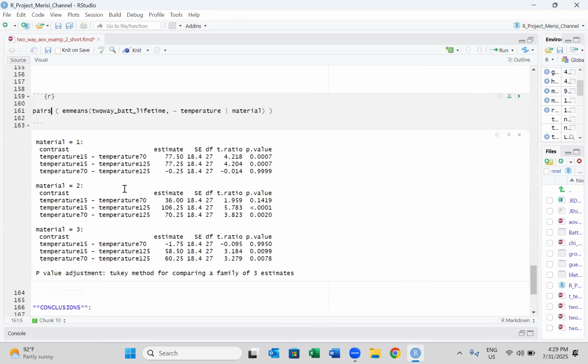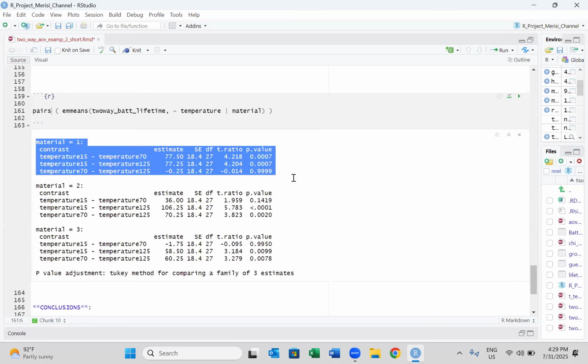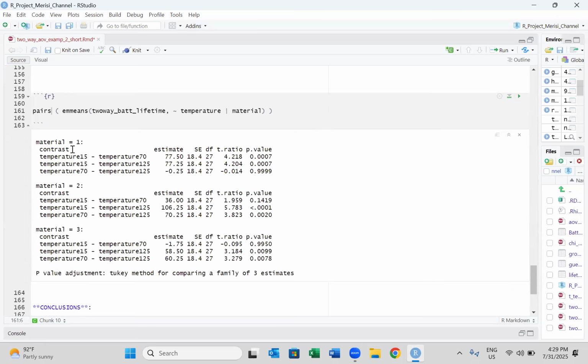There you have it. So these are the results for material 1. And what do we see? Well, when we compare temperature 15 versus temperature 70 with respect to lifetime, the difference is statistically significant, because the p-value is less than alpha. It's a really, really small p-value. When we compare temperature 15 with temperature 125, the difference is also significant. But when we compare temperature 70 with temperature 125, the difference is not significant. And all of this is for material 1.